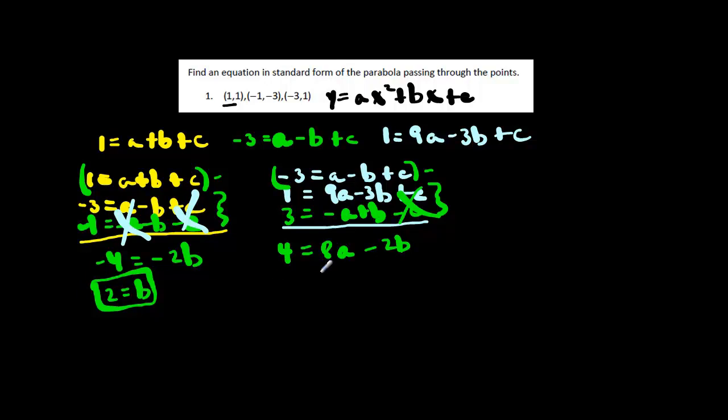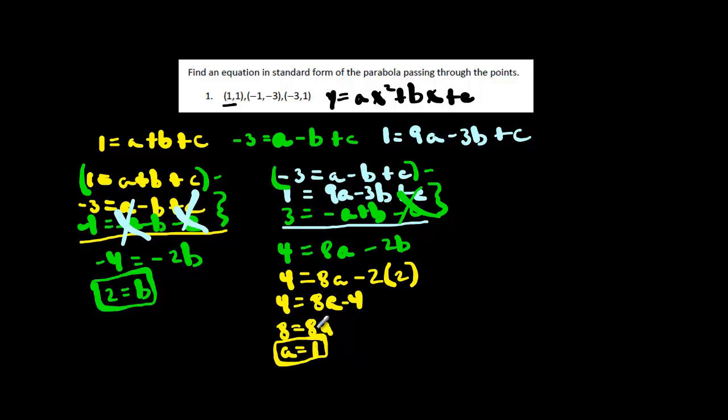But I know what b is. b is 2, so I can substitute 2 for b and then solve for a. If I add 4 over, I'm going to have 8 equals 8a, so a equals 1. That's going to be part of my answer. Finally, what I have to do is plug in 1 for a, 2 for b, and see what c is. So 1 equals a plus b plus c. So 1 equals 3 plus c. Subtract 3 from both sides. You get -2 is c.